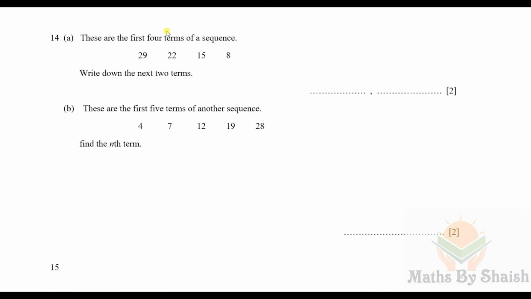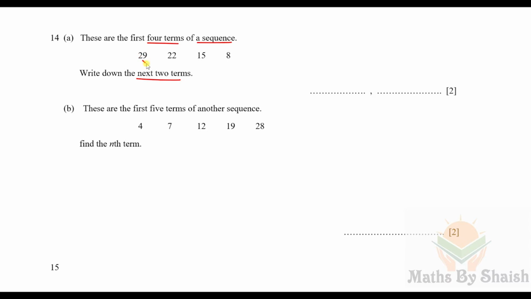Today in this video we are going to discuss the last few questions from Feb March 2021 IGCSE Mathematics 058022, and here is question number 14, part A. These are the first four terms of a sequence. Write down the next two terms.